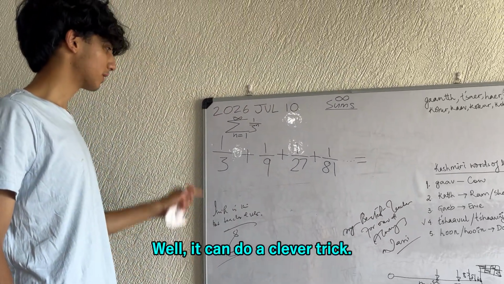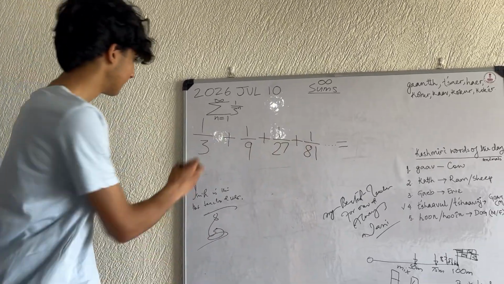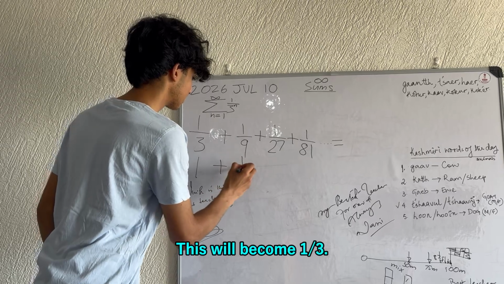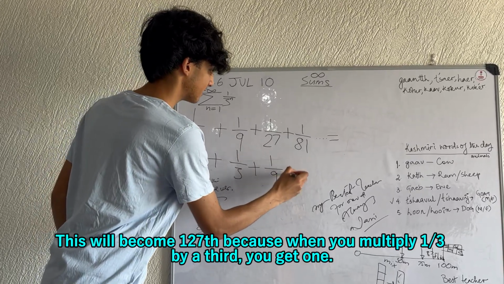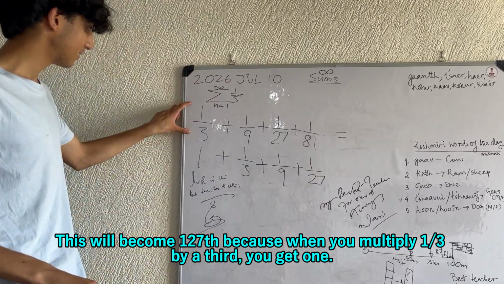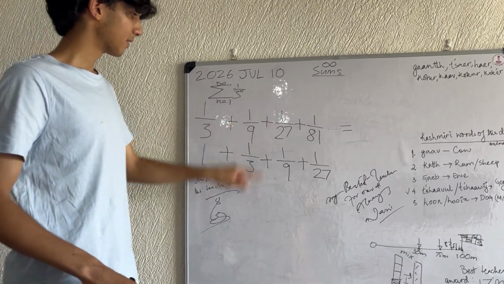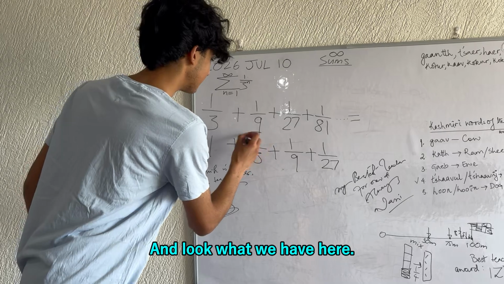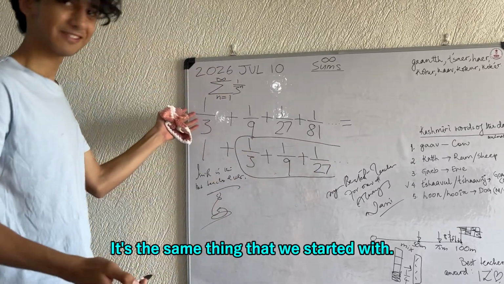Well, we can do a clever trick. Let's multiply the whole thing by 3. This will become 1, this will become 1/3, this will become 1/9, this will become 1/27. Because when you multiply a third by a third, you get 1/9, and 1/9 by a third is 1/27. And look what we have here. It's the same thing that we started with.